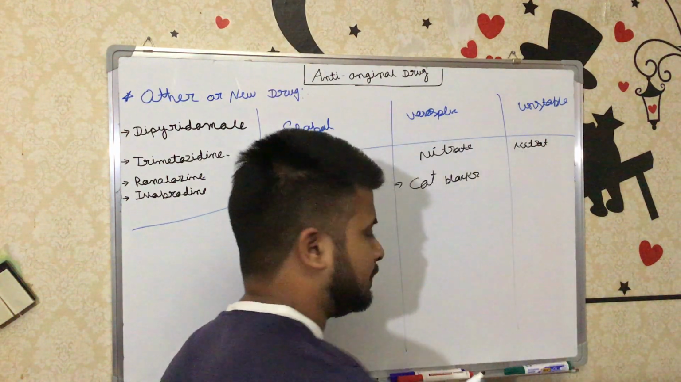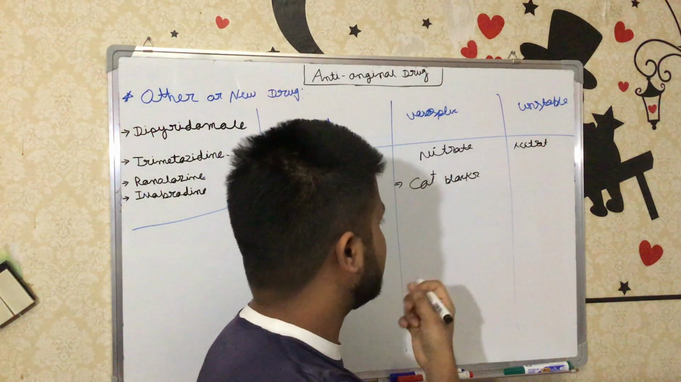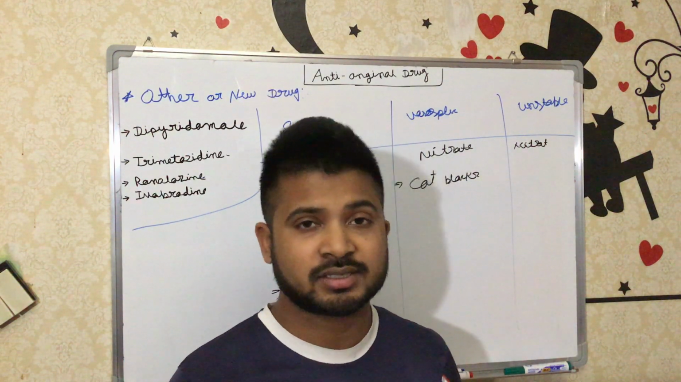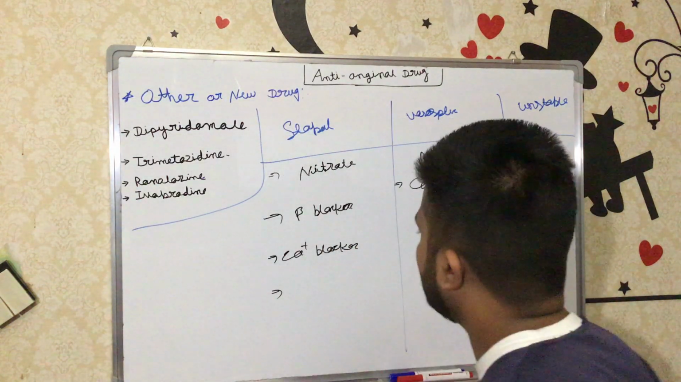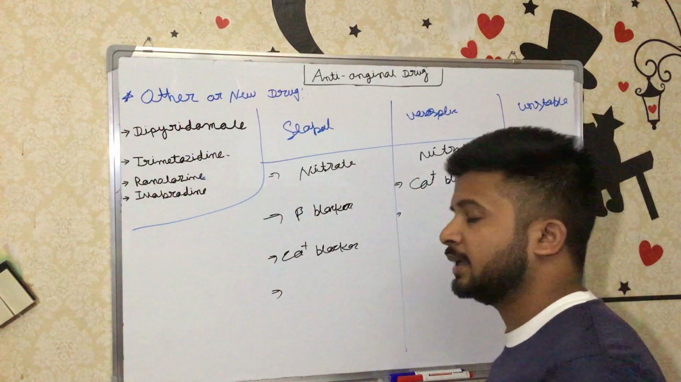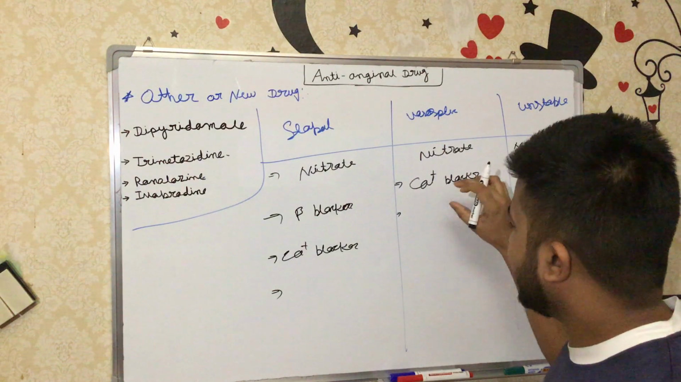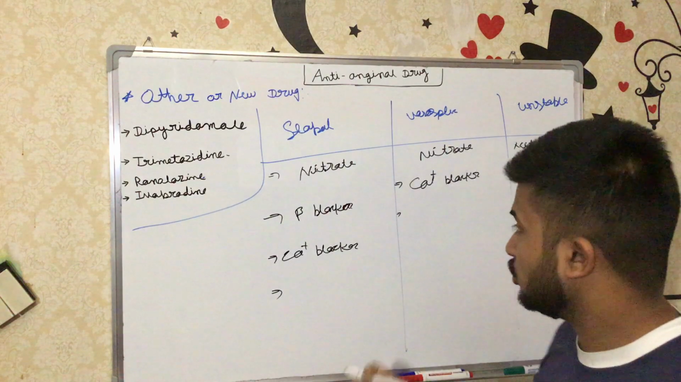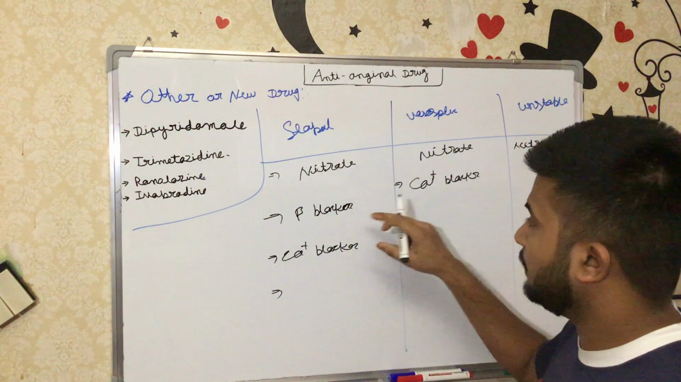Because the calcium channel blocker mainly dilates the artery, especially the third generation, for example amlodipine, nifedipine, this drug is very helpful. But nifedipine, amlodipine, all types of dipine are dilating the arterial smooth muscles, and they are not acting on the heart. So we can use calcium channel blocker with the beta blocker.